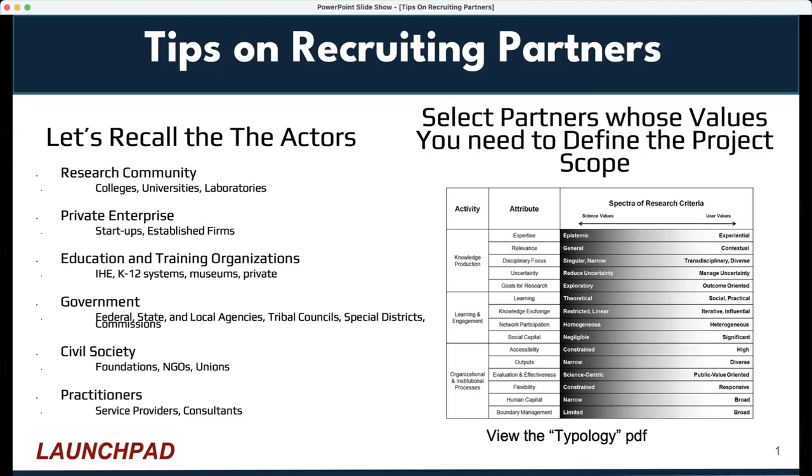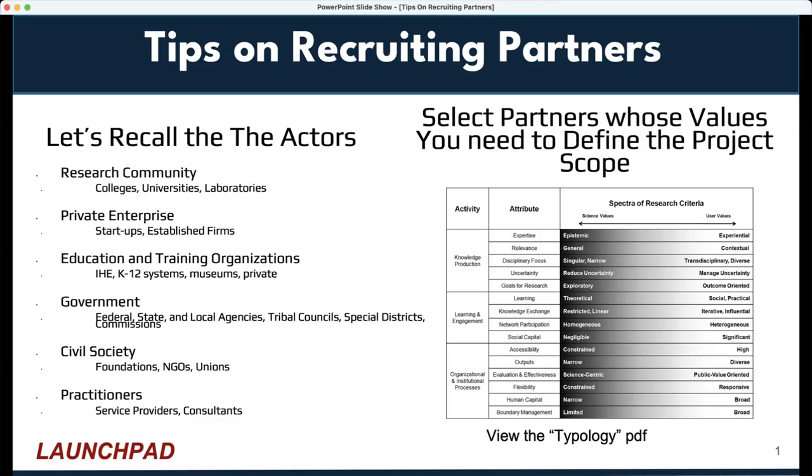By the way, that's national laboratories and private laboratories. Private enterprise, which is both startups and established firms. Education and training organizations, that's institutes of higher education, K-12 systems, museums, and private training organizations.